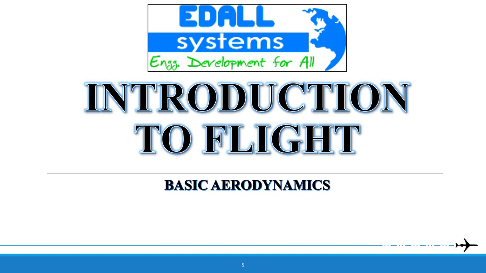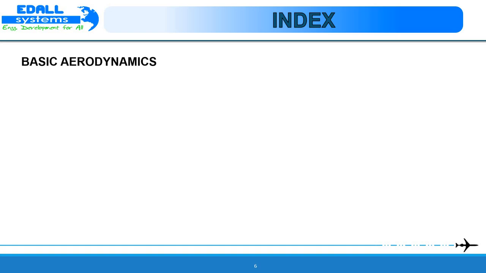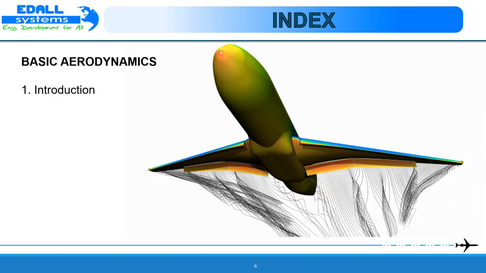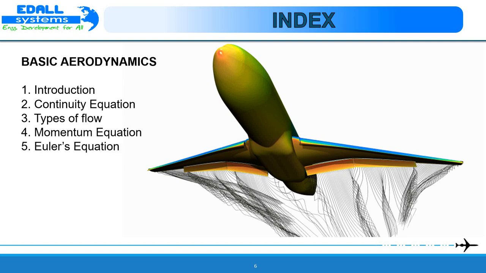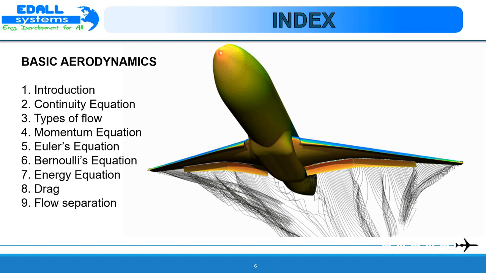Let us start with the first chapter, Basic Aerodynamics. Under this chapter, we will be studying the introduction, continuity equation, types of flows, momentum equation, Euler's equation, Bernoulli's equation, energy equation, drag, and finally flow separation. Let's start off with the introduction.